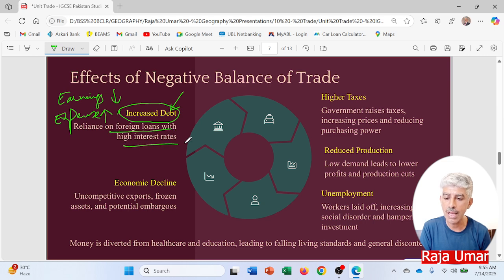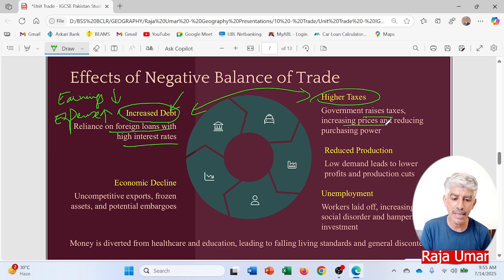Reliance on foreign loans with high interest rate. Whenever I will get loans from the foreign countries, I mean in the form of Pakistan as state, what happens is that loan is available to you on interest and you are supposed to be paying about 7%, 8%, or even 10% interest on that loan. So that increases the burden on Pakistan's economy, as we have to pay back those loans as well, and along with that to pay back the interest. So then higher taxes, then to pay back those loans, government imposes more and more taxes on the people to collect that extra money to pay back those loans.